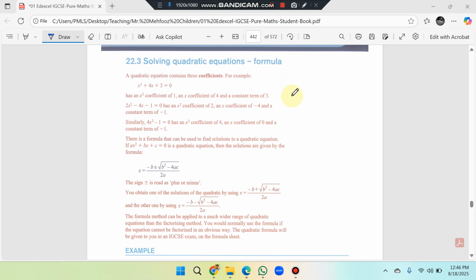Next is solving quadratic equations using the formula. So basically the quadratic formula is obtained when we solve a general quadratic equation with the completing square method, right? We have to just solve or prove the quadratic equation, okay? Quadratic formula.